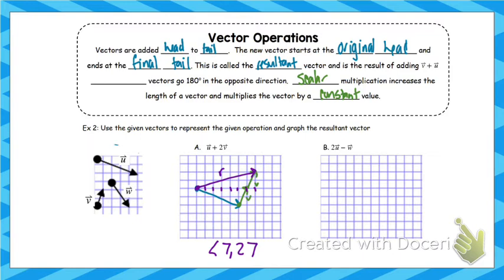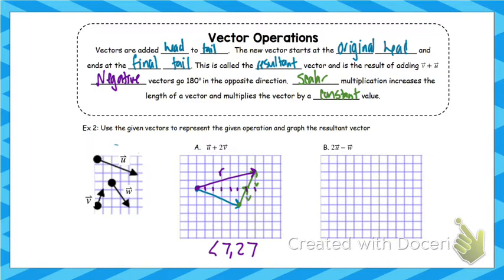All right, now, when we talk about subtraction, what we're really looking at are what are called negative vectors. So a negative vector is a vector that goes 180 degrees in the opposite direction. So if I were to do a negative v, it would go this way. A negative w, it would go this way. Negative u would go that way. Okay, so those are negative vectors.